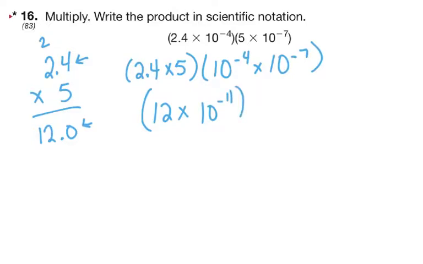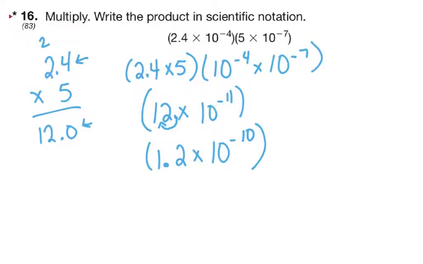Only one problem. Do I like to have 12 there? No, I only want one digit that's a whole number. So we're going to actually make it 1 2/10. So that means I moved my decimal over one place to the left, which means I have to take 1 off, and I end up with 10 to the power of -10.